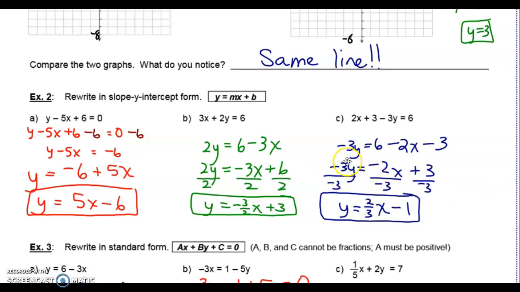I need to get rid of this negative 3, so every term gets divided by negative 3. Be careful here. When I divide, this becomes positive. I've got a negative divided by a negative, and again, that's going to become positive. And then I've got positive 3 divided by negative 3. That becomes minus 1. So be careful when you're dividing by a negative, please.